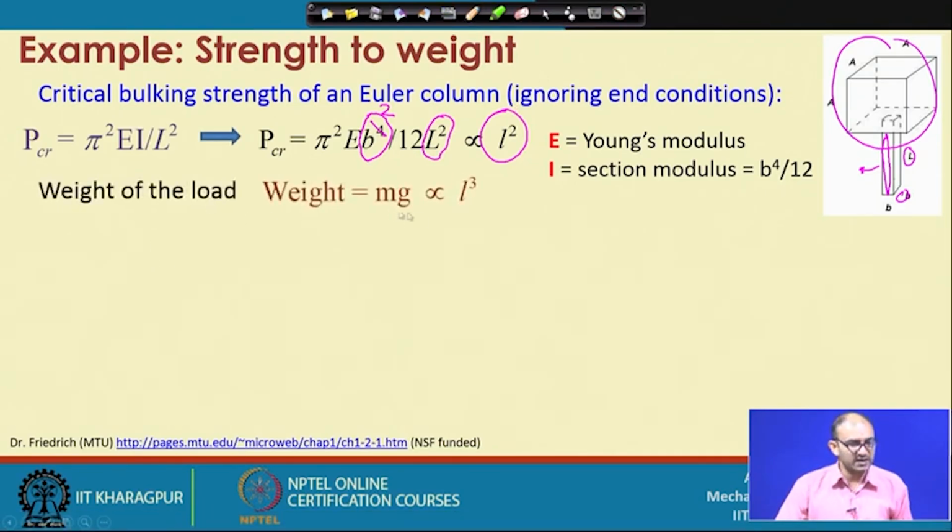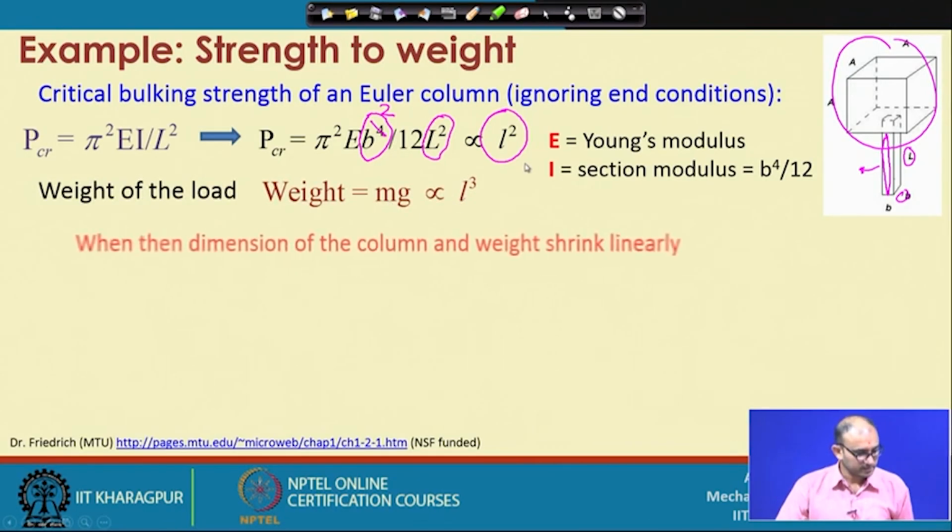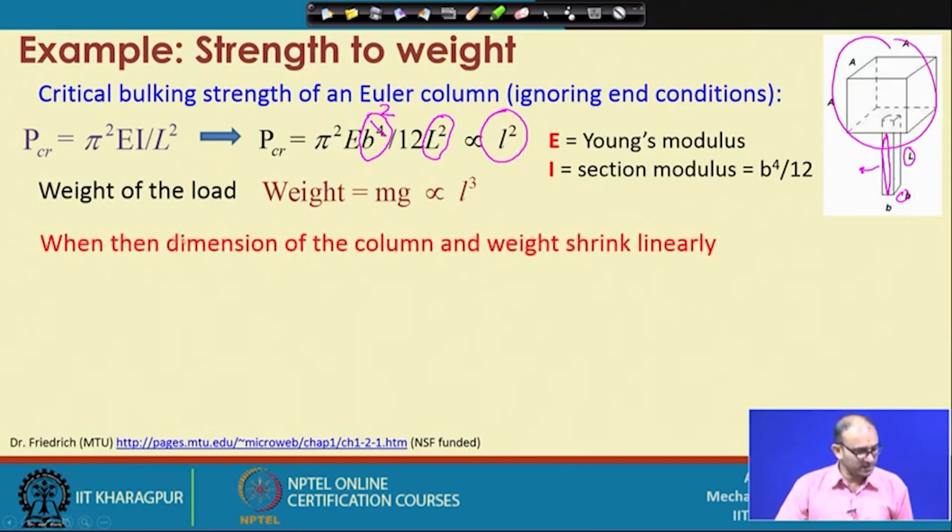And we know weight is considered as mg, where m is a parameter which has a connection with the length scale, and it will behave as L raised to cube. Now, what is going to happen when the dimension of the column and weight shrink linearly? We are considering both, because this is connected with the weight and this is connected with the dimension. If you consider only length scale and reduce L, mg will reduce, and this whole parameter will change.